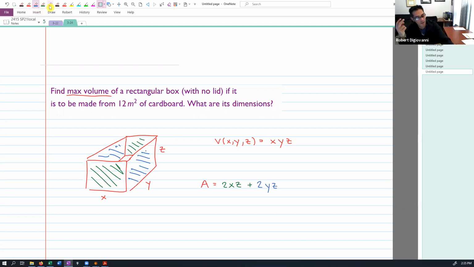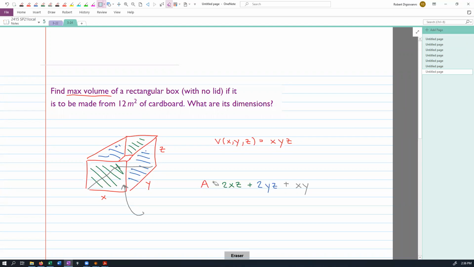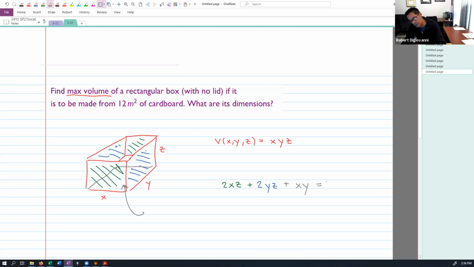And then we have one more thing, the bottom. What's the area of the bottom? XY. We only have one of them because there's no top. And what does this area have to be equal to? 12. So if I say this is equal to 12, we now have a function of 3 variables and a constraint.